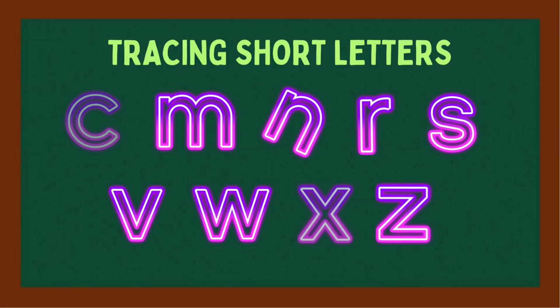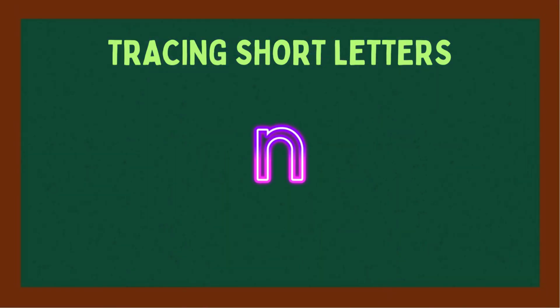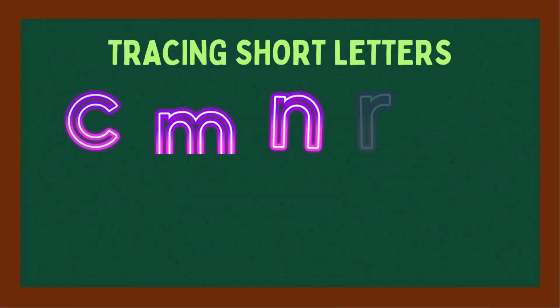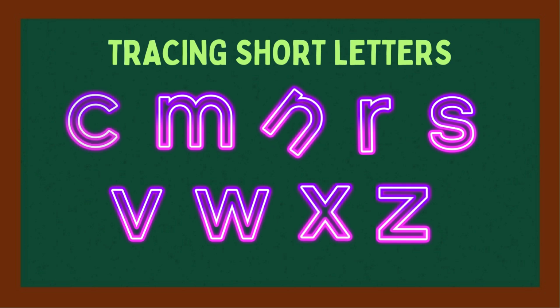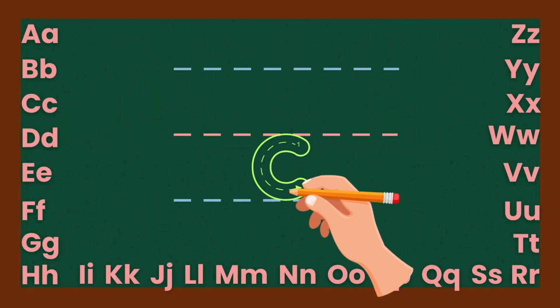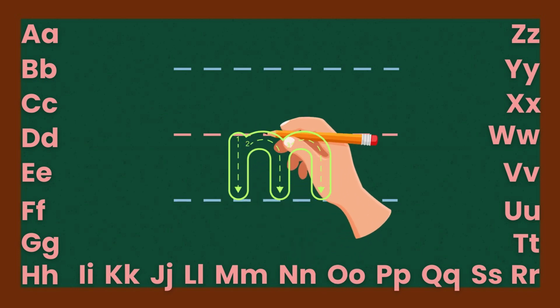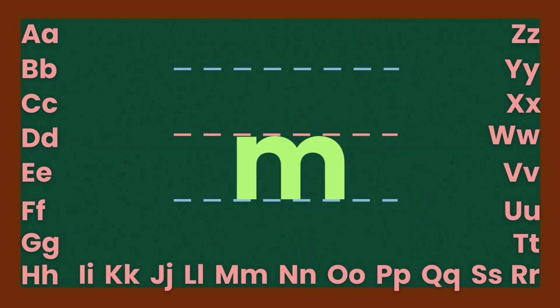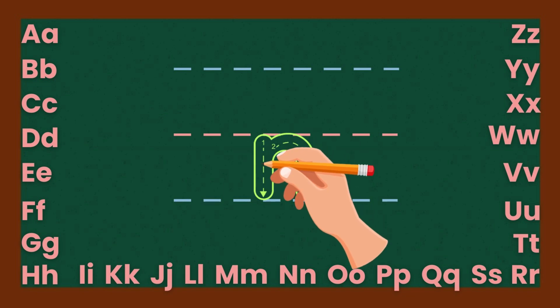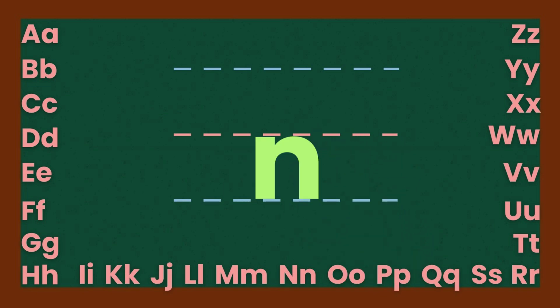Tracing short letters. Some letters are small and stay in the middle, like C, M, N, R, S, V, W, X, and Z. Let's trace them together. C, begin at the top and curve around like a half circle. M, draw a straight line down, then make two small arches. N, start with a straight line down, then make a curve up and down.